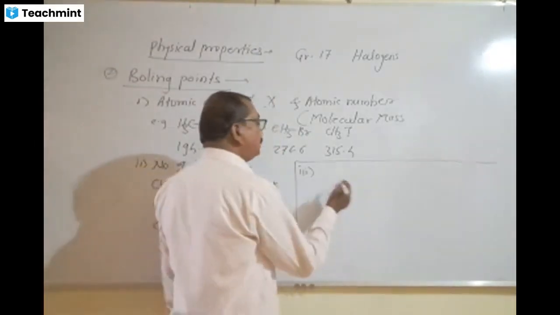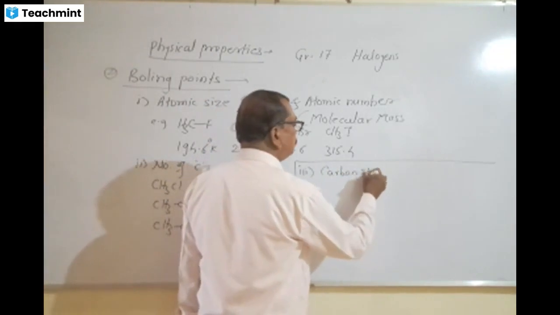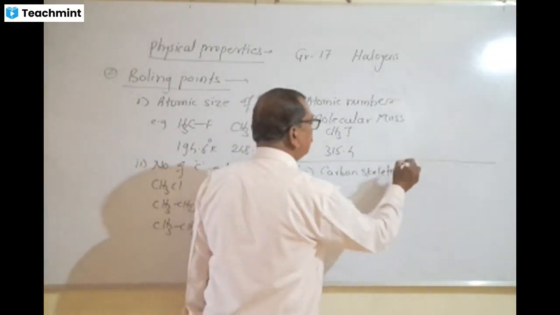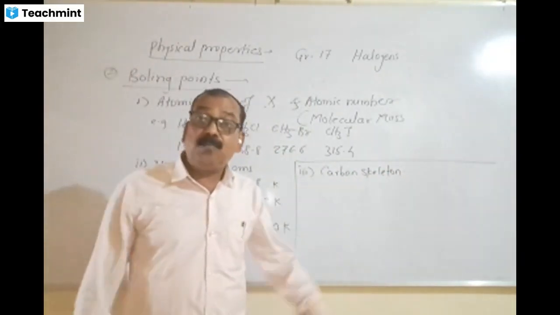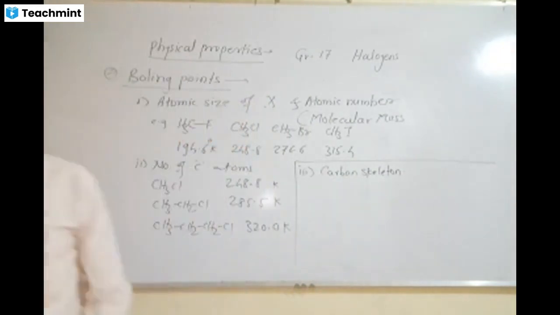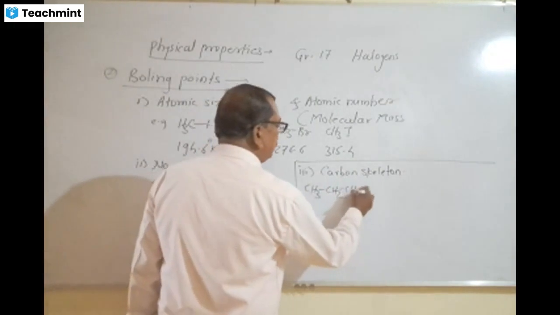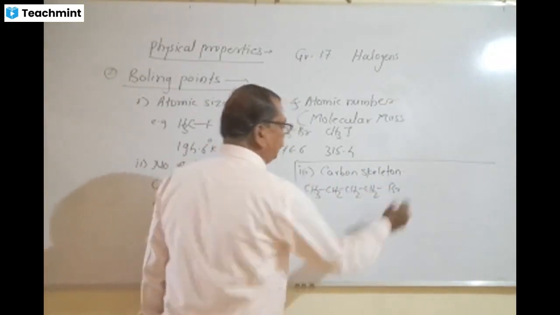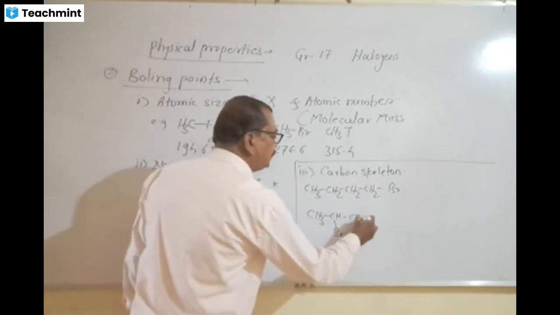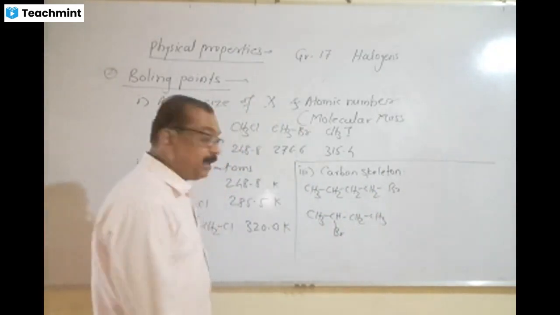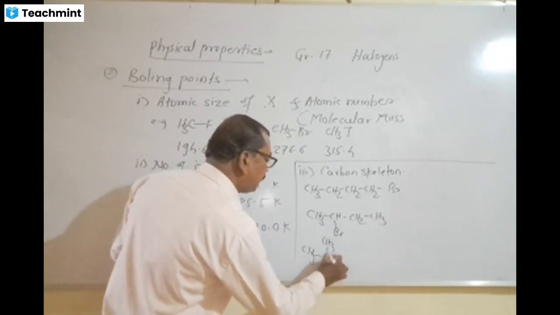is isomeric compound, that is carbon skeleton. As the number of branches goes on increasing, boiling point goes on decreasing. For example, CH3CH2CH2CH2Br. Second compound, CH3CHBrCH2CH3. And third compound, (CH3)3CBr.